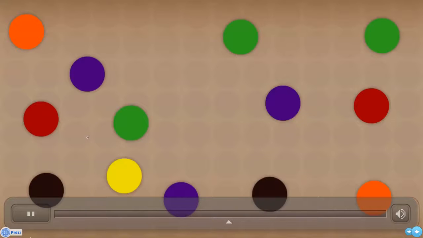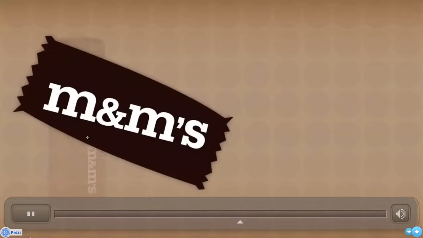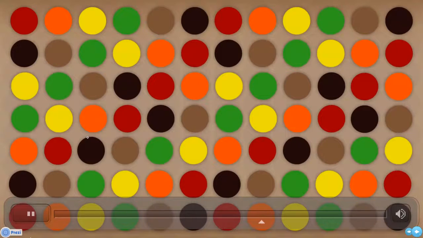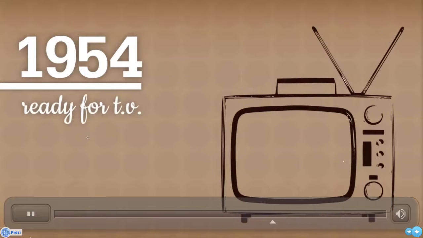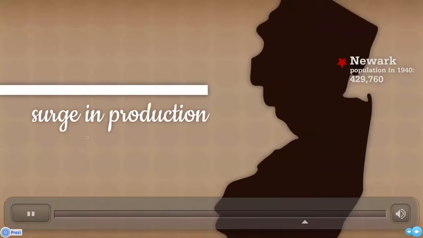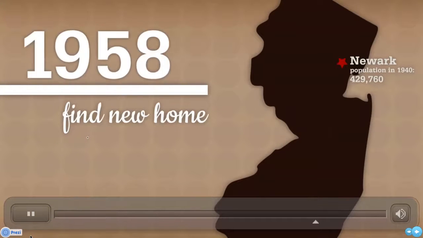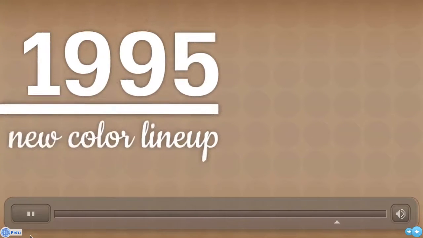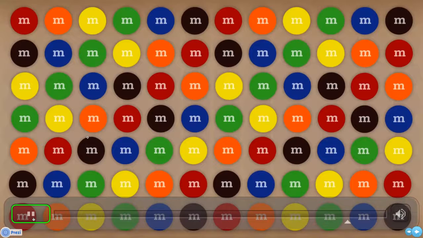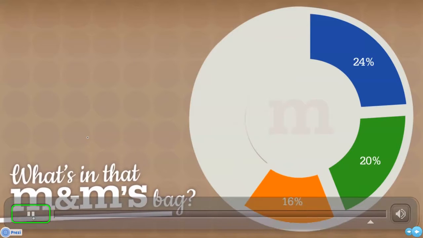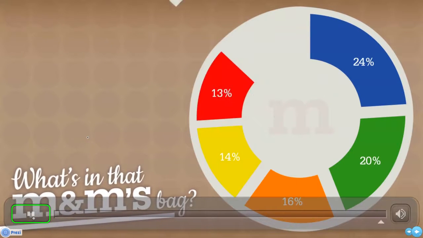By this time, the little candy-coated chocolates had replaced their cylindrical cardboard packaging with the iconic brown plastic bag we know of today, and the violet M&M color was replaced with tan. They branded themselves with a little black M, and in 1954, M&Ms were ready for TV and introduced their famous tagline, "They melt in your mouth, not in your hand." The little black M was then changed to white. A surge in production followed, and soon the factory in Newark was too small for demand. M&Ms had to find a new home in 1958 in Hackettstown, New Jersey. M&Ms still call Hackettstown a home today. 1995 introduced a new color lineup in which tan was replaced with blue after a national vote. After this change, the color percentages for distribution were 24% blue, 20% green, 16% orange, 14% yellow, and 13% for both red and brown.